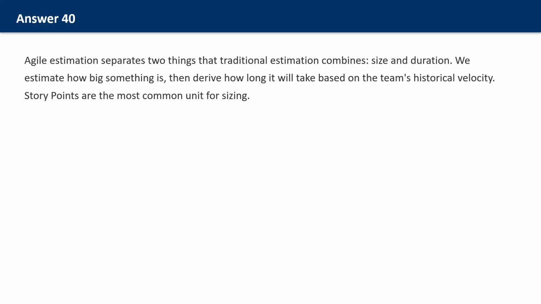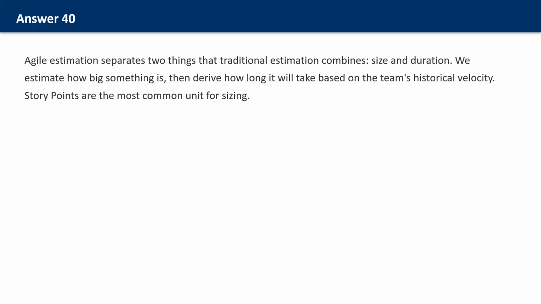Affinity estimation is used when you have many items to estimate quickly. Items are written on cards or sticky notes. The team silently sorts them into columns representing size categories, like small, medium, large, and extra large. It's fast because there's no discussion of individual items, just comparative placement.